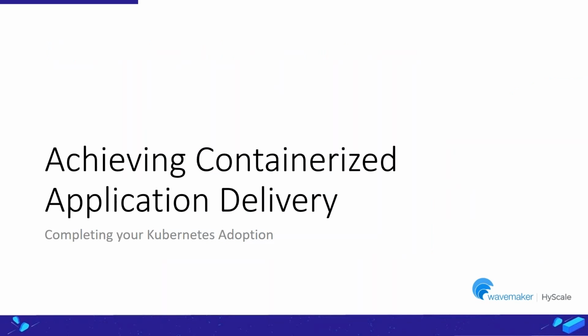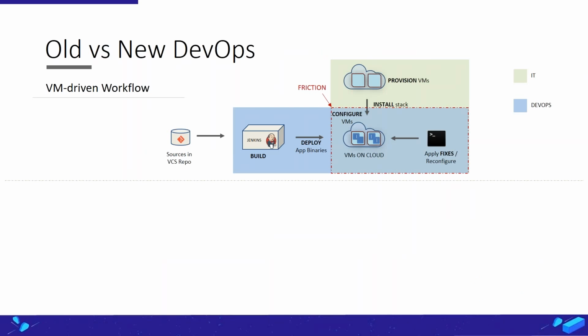So how do we achieve containerized delivery in order to complete the adoption of Kubernetes? In order to understand that, let's look at the VM-driven DevOps, and then we'll contrast this a little bit with container-driven DevOps as well. So in the VM world, you have your sources, you have Jenkins, Bamboo, or whatever equivalent of that to build your application binary. All of this is DevOps.